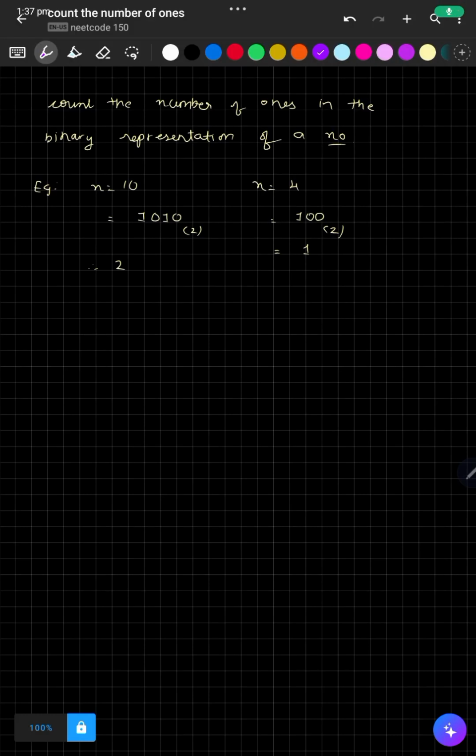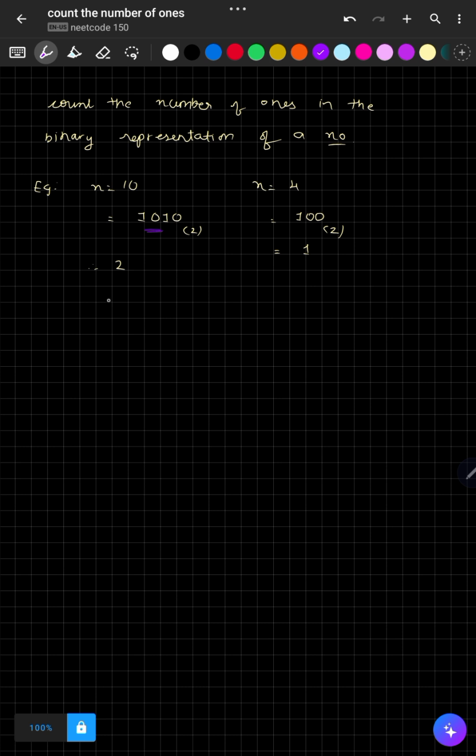Okay, so the question is to count the number of ones in the binary representation of a number. For example, a number 10 is given to us, and we have to find out how many ones are there in the binary representation of 10. When you represent 10 in the binary format, it's 1010, and the number of ones is 2.